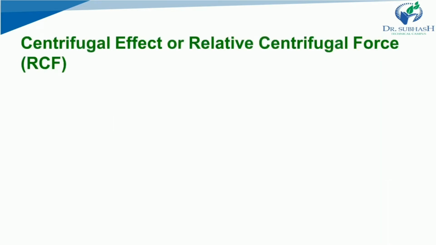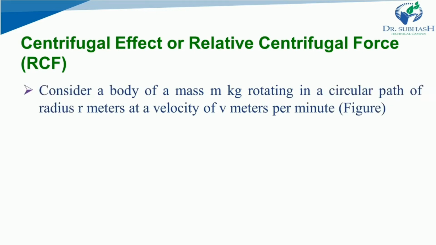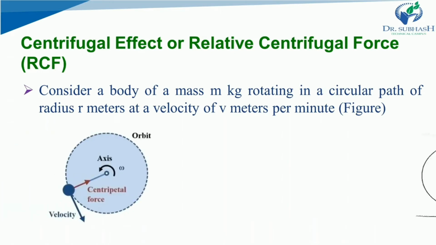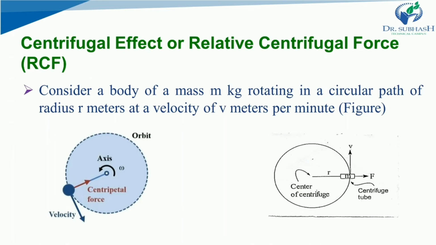Now, there is a topic called centrifugal effect, or relative centrifugal force, known as RCF. Consider a body of mass m kg rotating in a circular path of radius r meter at a velocity of v meter per minute. So you have to just imagine a body of mass m rotating in circular motion with radius r meters at a velocity of v. So here is the figure. This is the first one and this is the second one, right? Both figures are almost the same, only the presentation is different.